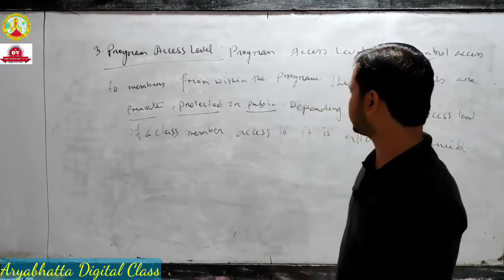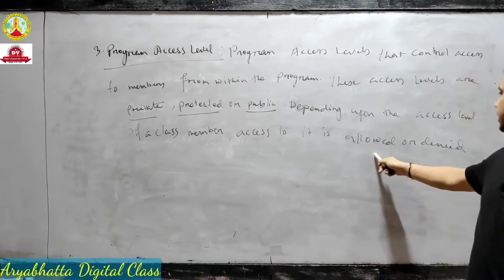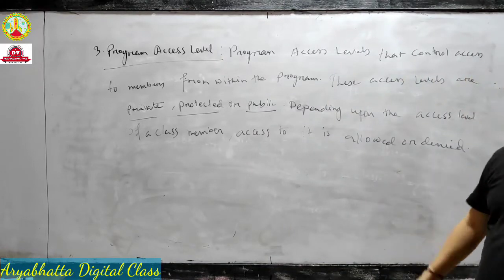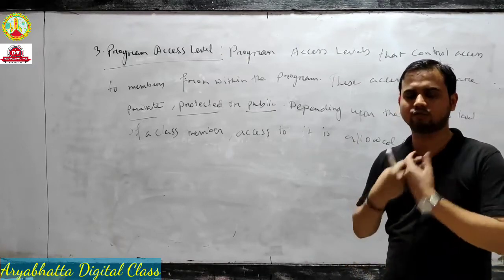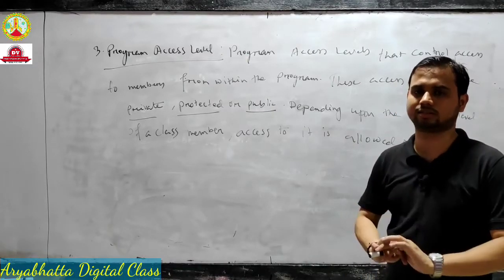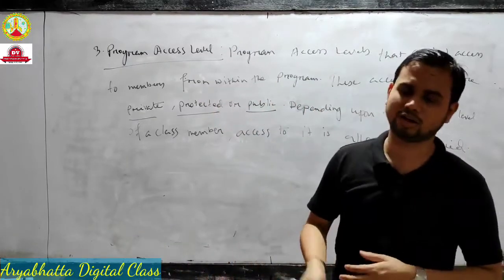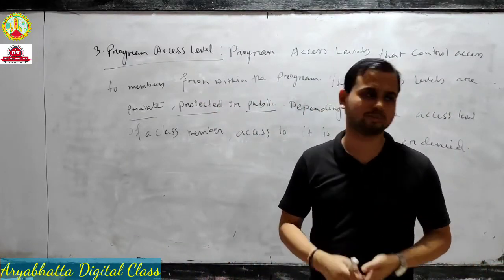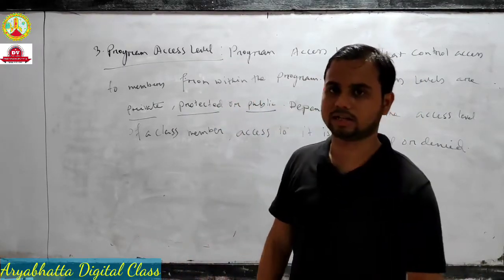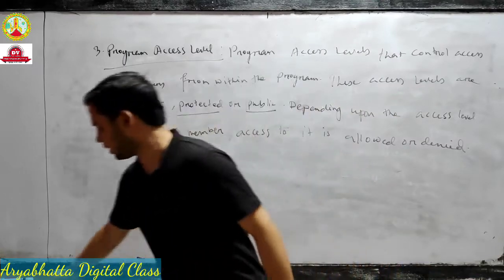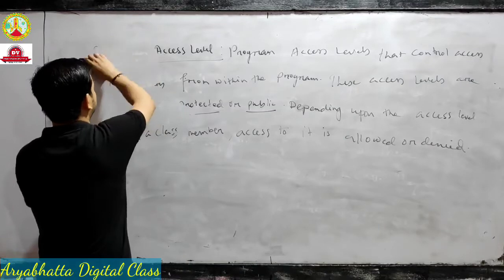Okay, this is called accessibility mode. Depending upon the access level of a class member, access to it is allowed or denied. Allowing or denying depends on your mode. Suppose you declare something public, it is allowed from outside the class, and when it is private or protected, it is denied, meaning it is not allowed from outside the class. In the later part you will understand clearly. Just simply understand this for now.